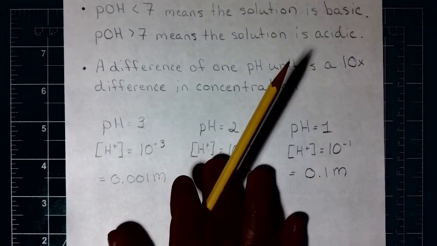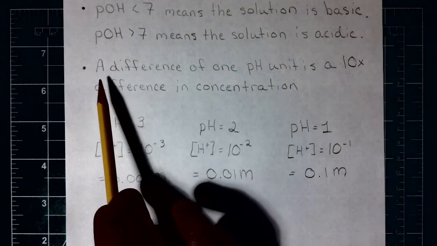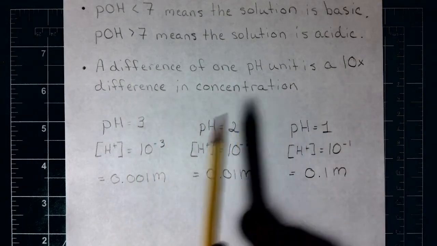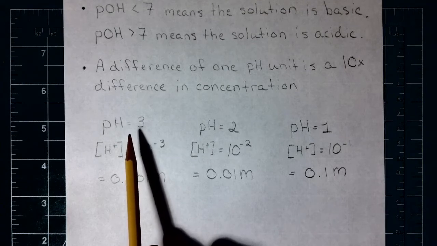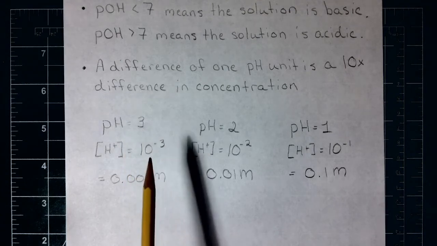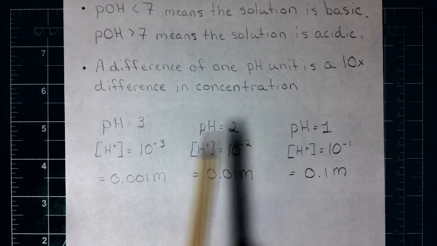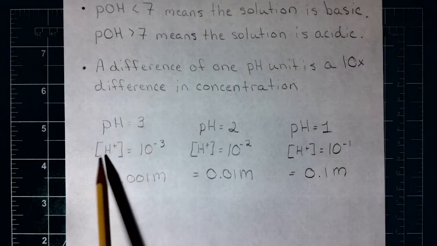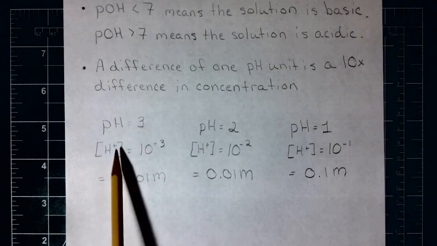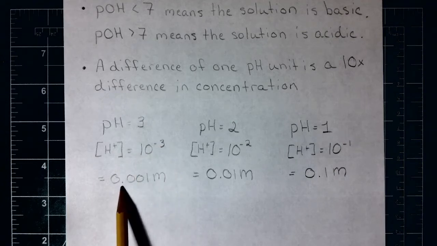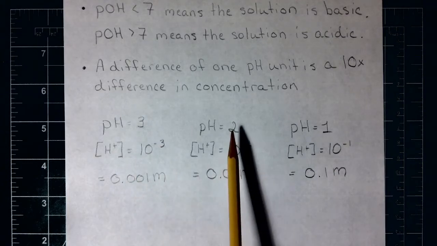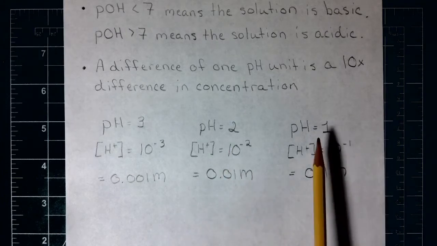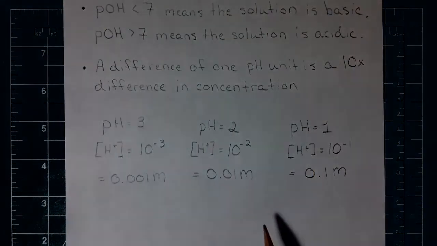And it's important for you to understand that a difference of 1 pH unit is 10 times the difference in concentration. So because it's a logarithmic scale, it's no longer linear, and every single time we move a pH unit, we're actually getting 10 times more concentration. So for instance, a pH of 3 would correspond to a hydrogen or proton concentration of 10 to the negative 3, or 0.001 molar. A pH of 2 is going to be 0.01 molar, 10 times more concentrated, and a pH of 1 is going to be 0.1 molar.